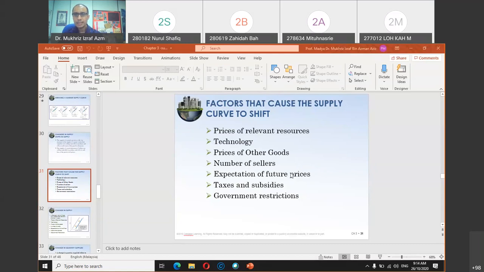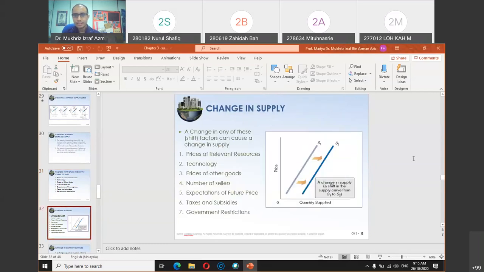So if the seller expects that the price in the future will decrease, then now the supplier will want to increase the supply. Okay, so expectation about future price can cause the supply curve now to shift to the right or shift to the left. Okay, so these are other factors that can cause your supply curve to either shift to the right or shift to the left.